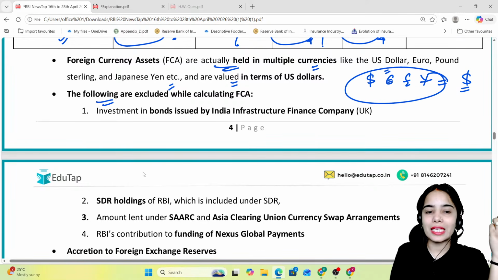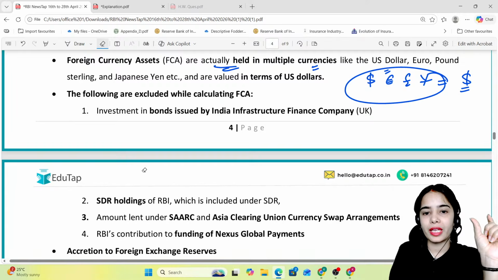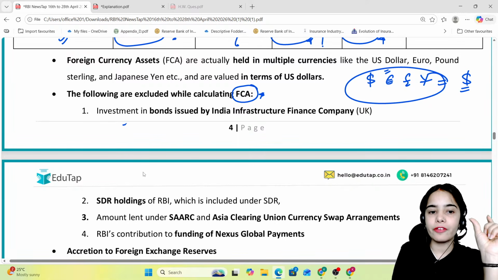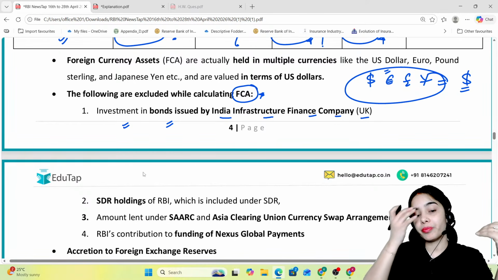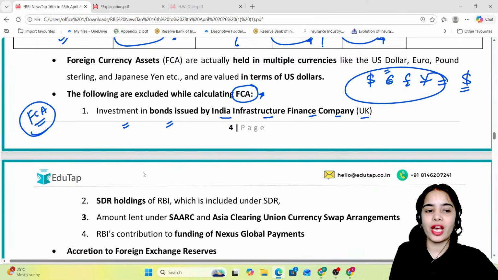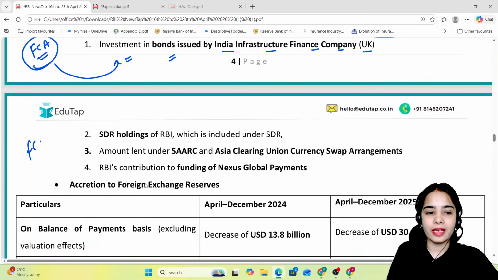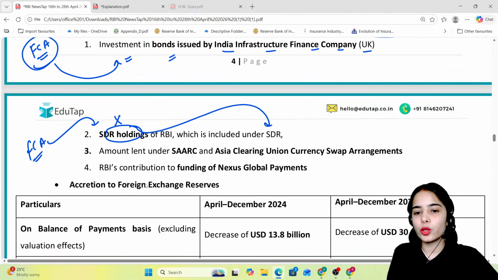Okay. The following are excluded while calculating FCA. So remember what is excluded while calculating the foreign currency asset. The investment in bonds issued by India Infrastructure Finance Company, United Kingdom, has to be excluded. So when the foreign currency assets are being calculated, we have to exclude the investment in the bonds issued by the India Infrastructure Finance Company. As well, while calculating the FCA, the SDR holdings have to be excluded because the SDR holdings are included under the SDR.